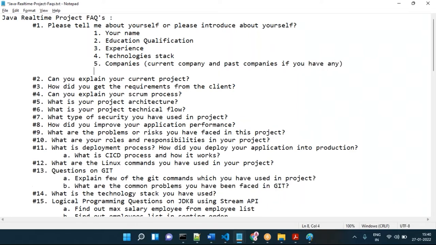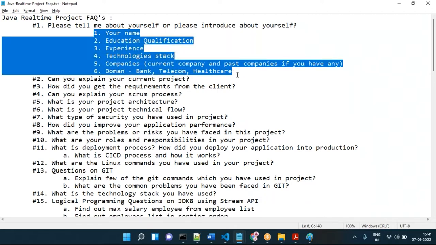Now, next one, sixth one, you have to talk about domain. What project domains have you been working in till now? Have you been working in banking? Telecom? Healthcare? You have to talk about all these domain names, team. So that's all. You need to know everything here.